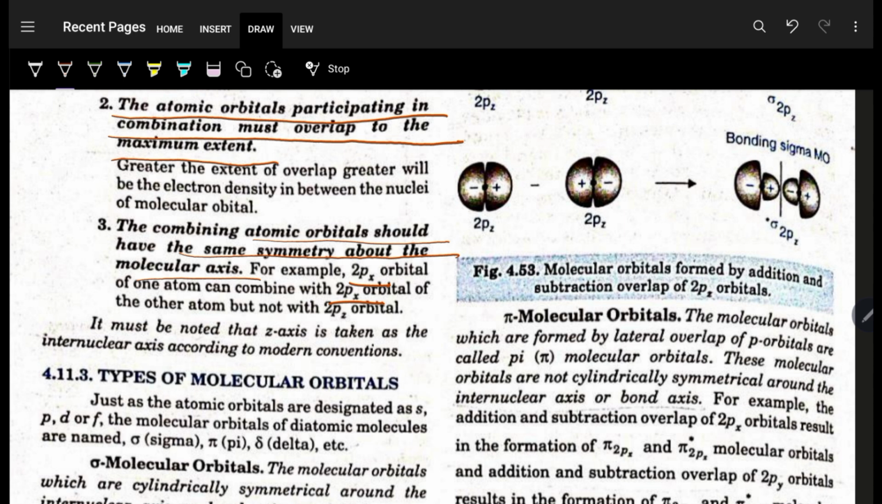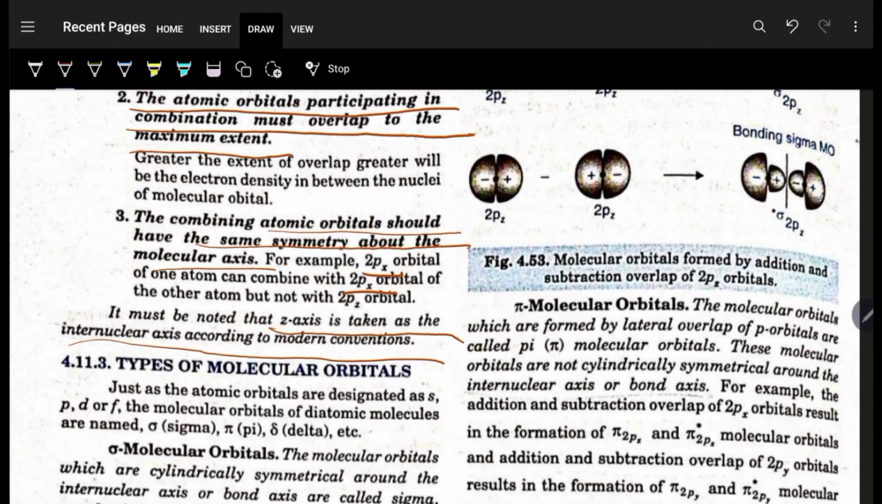One thing with reference to which we always draw the molecular orbital or the atomic orbital: the z-axis is taken as the internuclear axis according to the modern convention. We know that x, y, z are three mutually perpendicular axes, and the orientation of the p orbital along the axis will define it to be px, py, pz. But keep in mind that there is a common convention where the z-axis is taken as the internuclear axis.